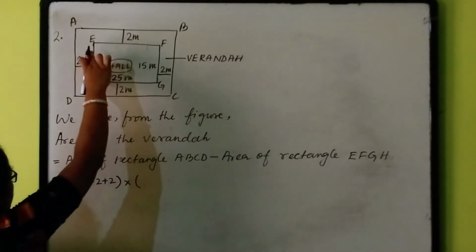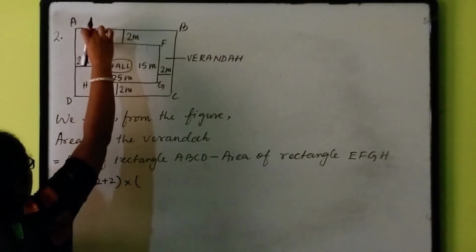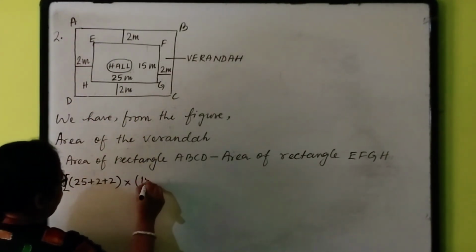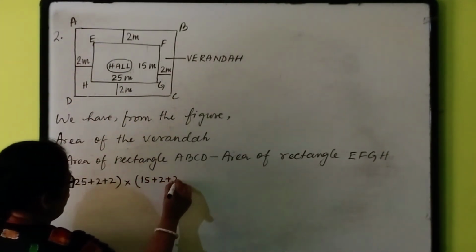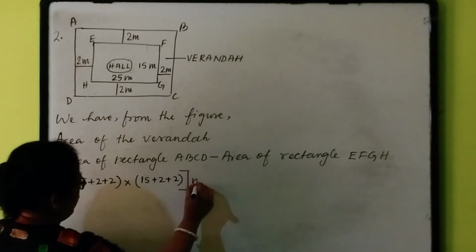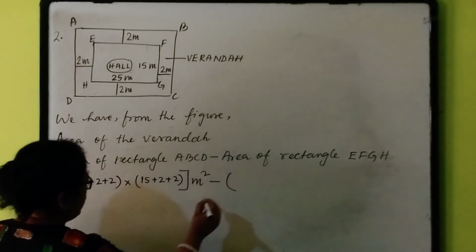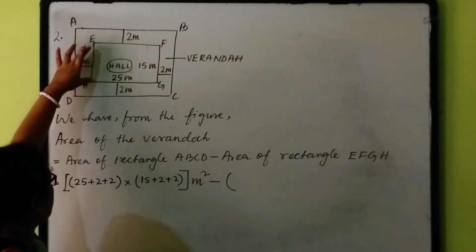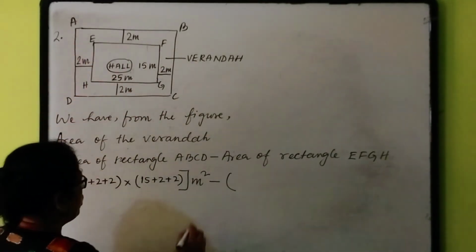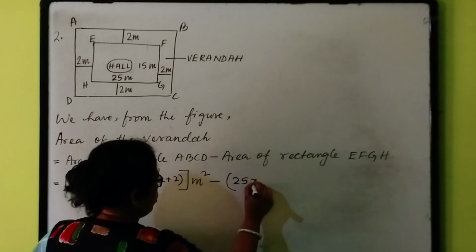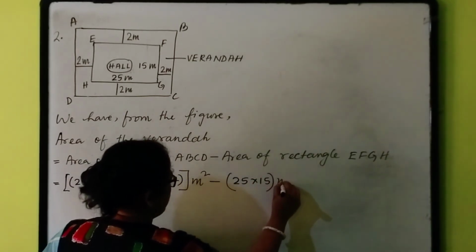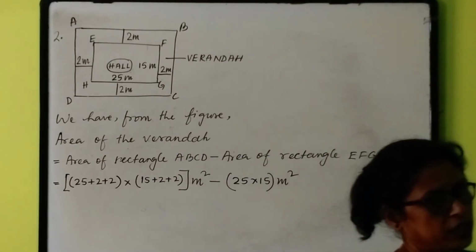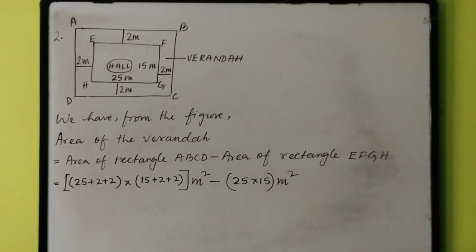Breadth will be 15. 15 plus 2 plus 2 will give you this length. That means 15 plus 2 plus 2. Okay. Length into breadth square meter minus area of rectangle EFGH, which means area of the hall. It will be 25 into 15 square meter. Okay. Am I clear? Understood this much? How I have got the length and the breadth?